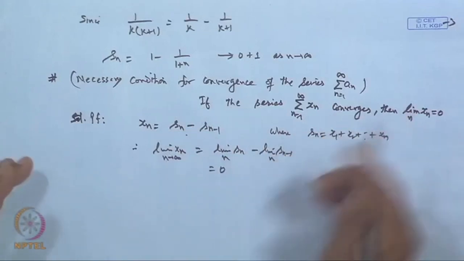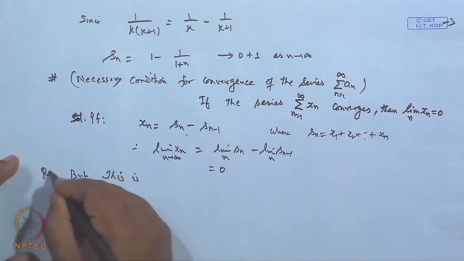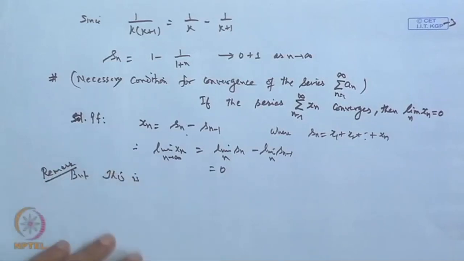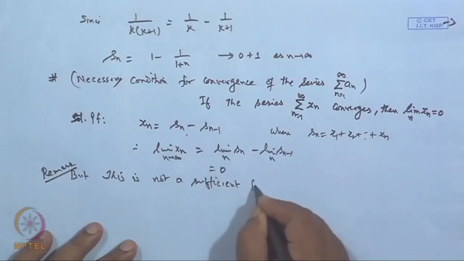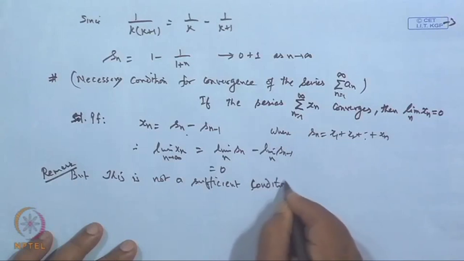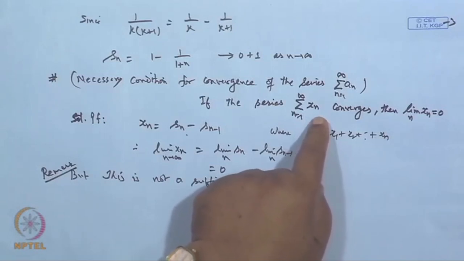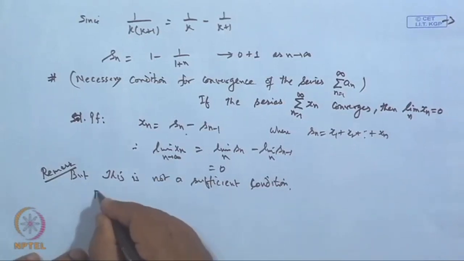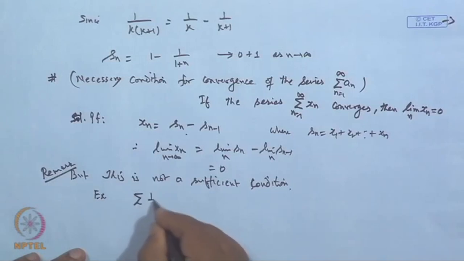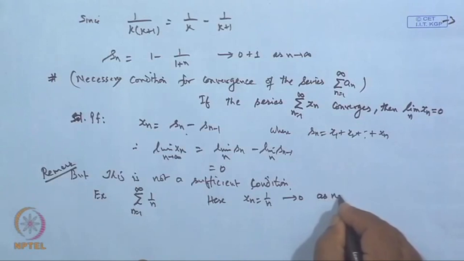So, this is the necessary condition for a series to be convergent. But this is not a sufficient condition. That is, if the nth term of a series converges to 0, then it may or may not be a convergent series. For example, suppose I take the series sigma 1 by n, n is 1 to infinity. Here, xn is 1 by n, which tends to 0 as n tends to infinity.